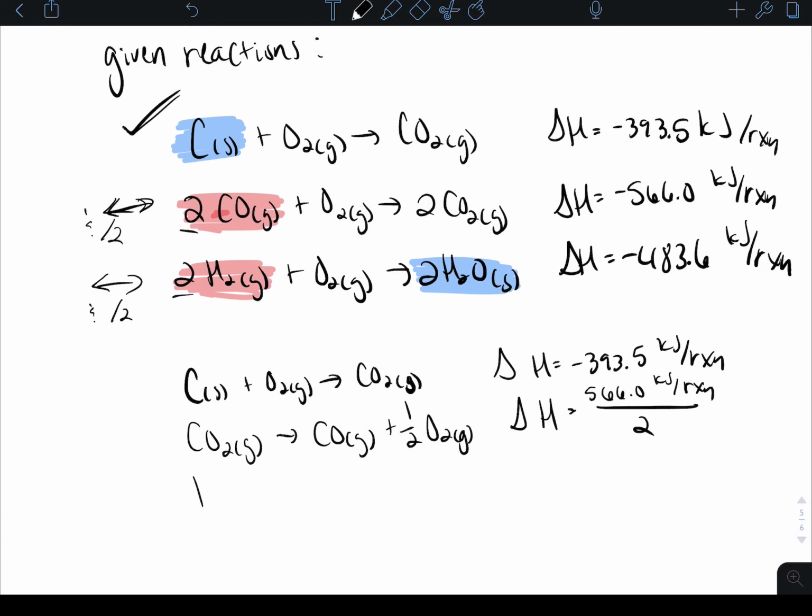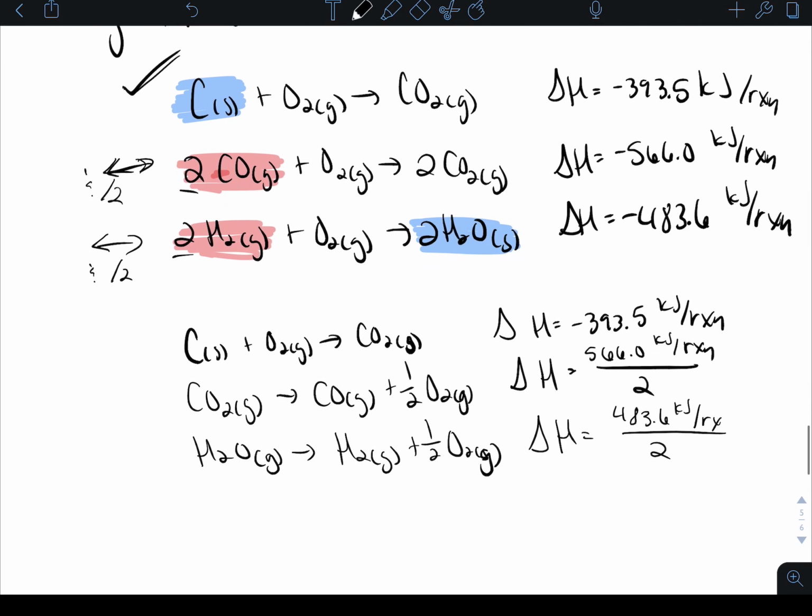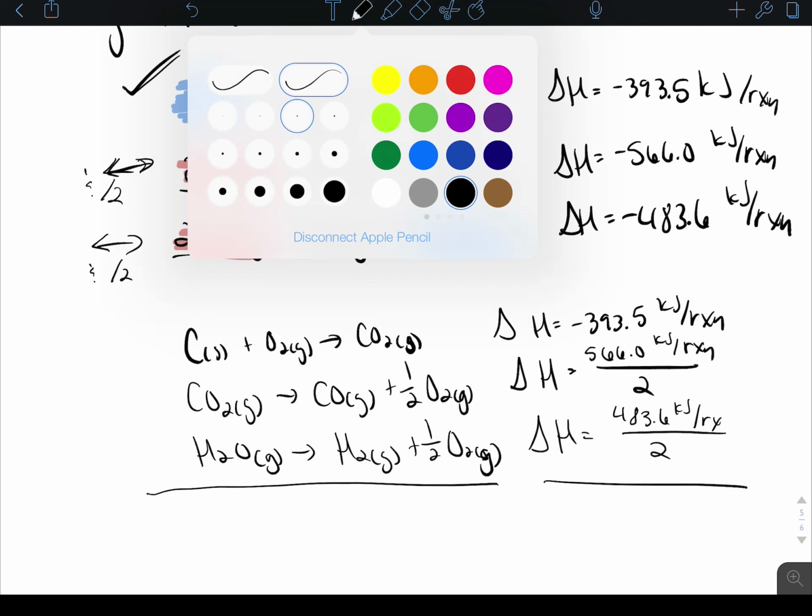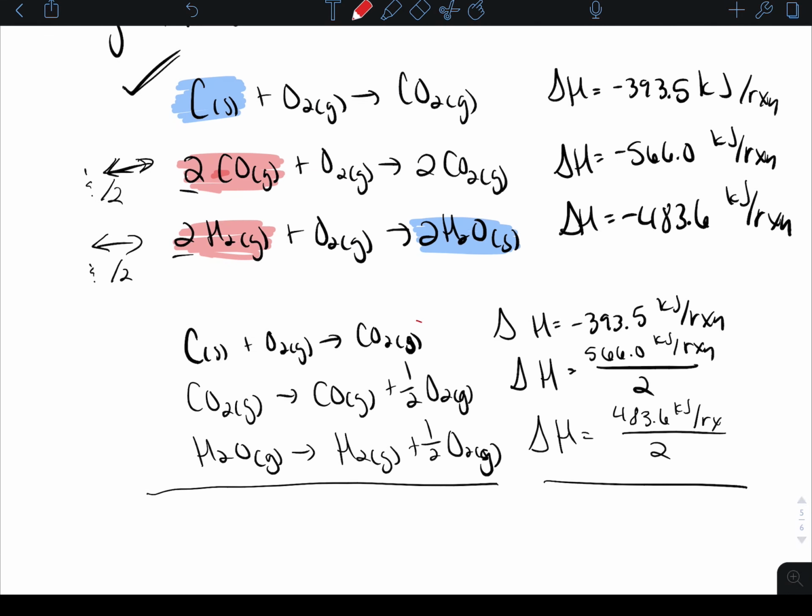And then the last one, we get water going to H2 gas plus 1/2 O2 gas. Flip the sign and divide by 2. And when we combine these, we'll also combine these, and we get our CO2 is on opposite sides, so they'll cancel out.